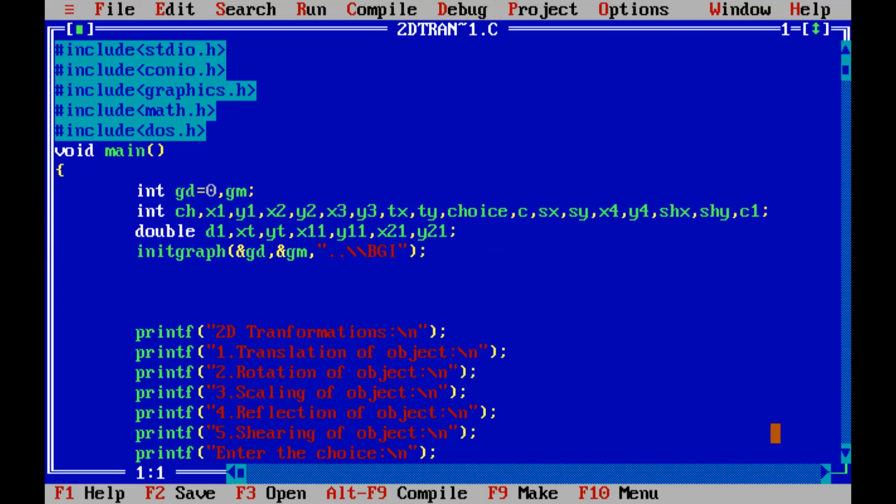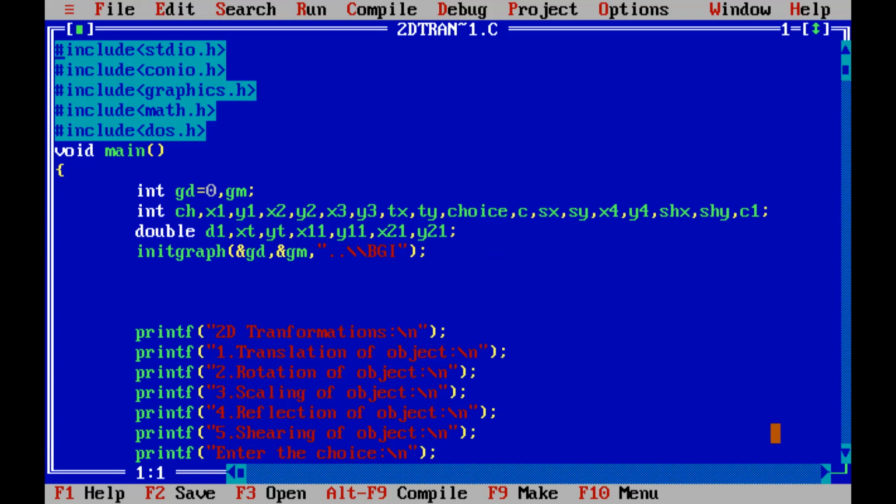Then we have seen the scaling. The first two transformations we learned were only shifting the position of the object. We are not changing the size of the object. Scaling is nothing but changing the size of the object. Either we expand the size or we compress the object. Expansion is done if the scaling factors Sx and Sy are greater than 1. If Sx and Sy are greater than 1, scaling takes place and it enlarges the object.